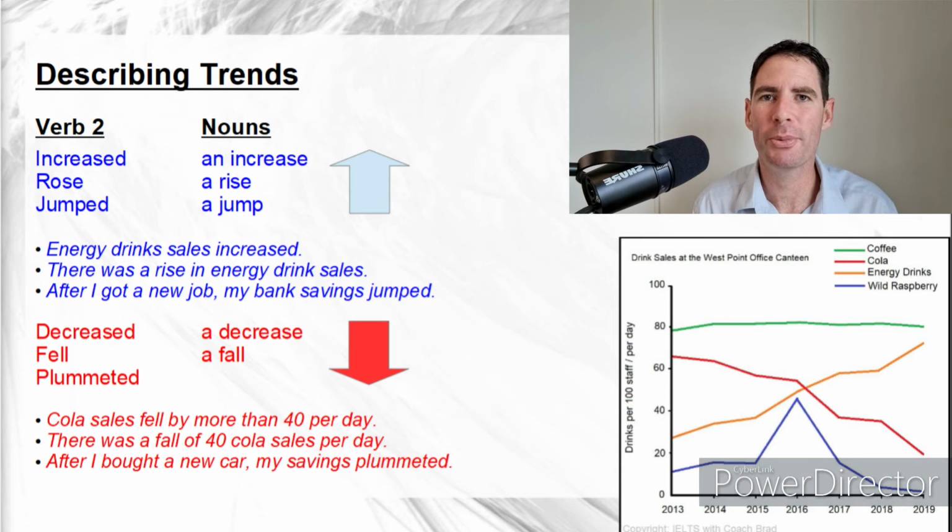You also want to be able to use both verbs and nouns to describe the data. They are a little bit different. For example, energy drink sales increased is a verb. There was an increase in energy drink sales using the noun.